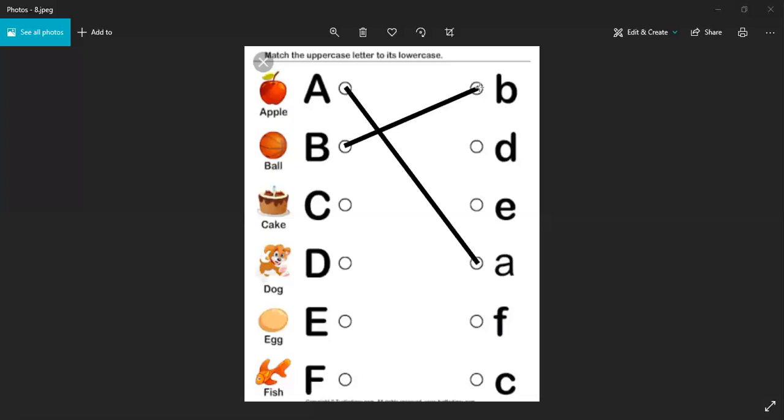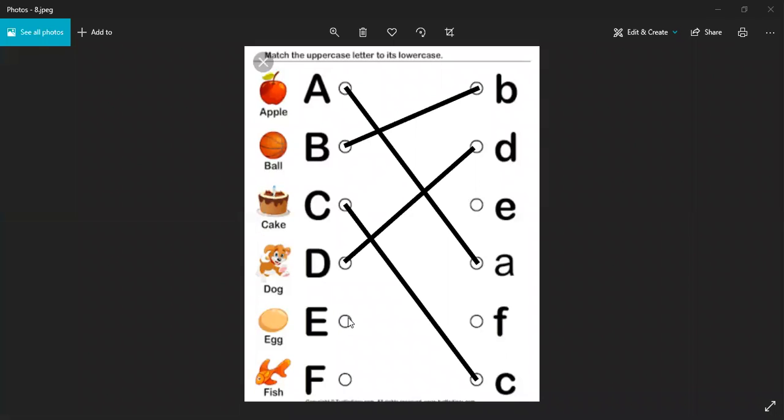Yes. Next, what letter is this? C. What is the sound of C? K. C for cake. Small c here. Yes. Next, what letter? D, capital D. D for dog. What is the sound of D? D. Where is D here? Small d.